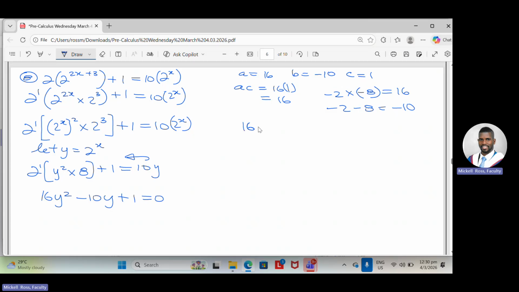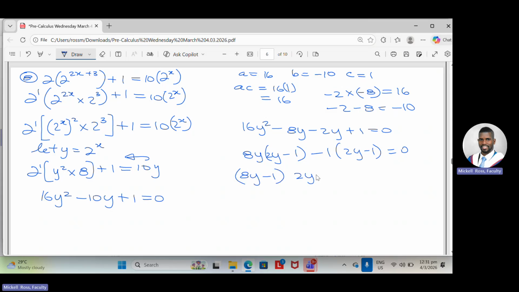So what do we have? 16y squared minus 8y minus 2y plus 1 equal to 0. Common between these is 8y. So we're going to have y minus 1, sorry, 2y minus 1. So we have 8y minus 1 and 2y minus 1.